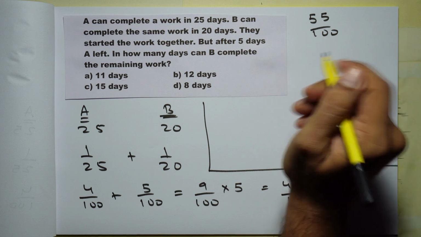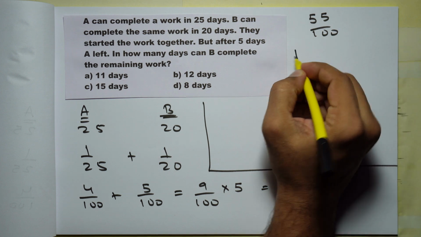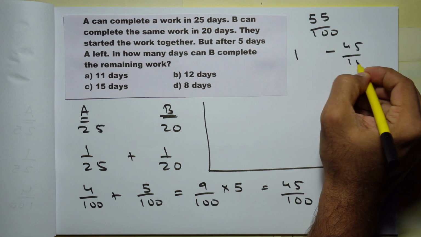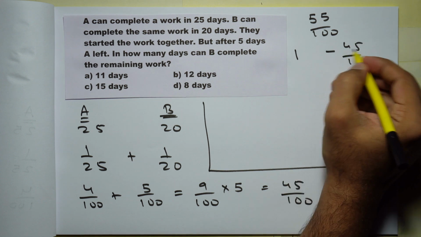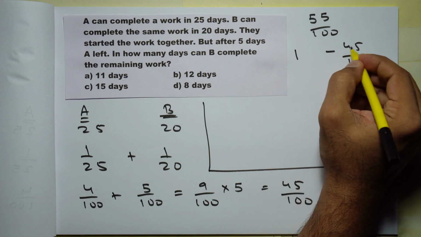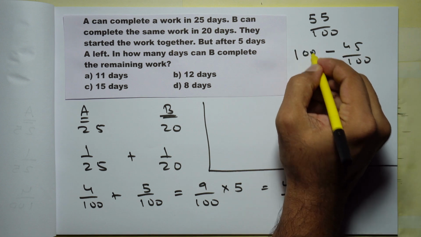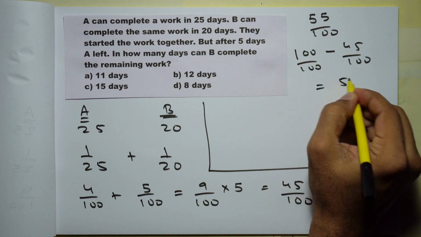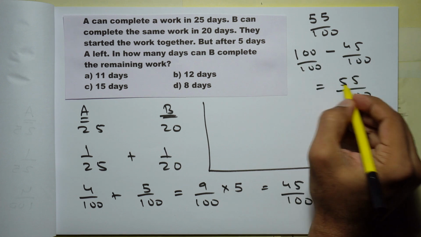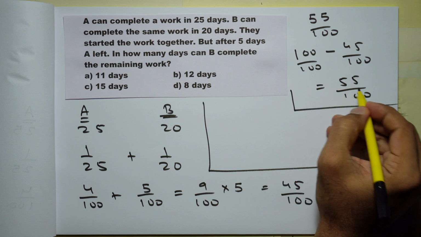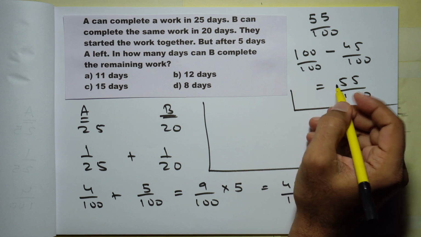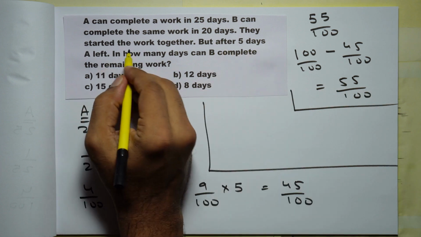This can also be calculated like this. Whole work can be taken as 1 minus 45 by 100. 45 by 100th of the work has been done. So remaining work will be whole, which is 1 minus 45 by 100. 1 can be represented as 100 by 100. So 100 minus 45 you will get as 55 by 100. So this is the remaining work that has to be done, 55 by 100. And this has to be done by B alone because after 5 days A left.